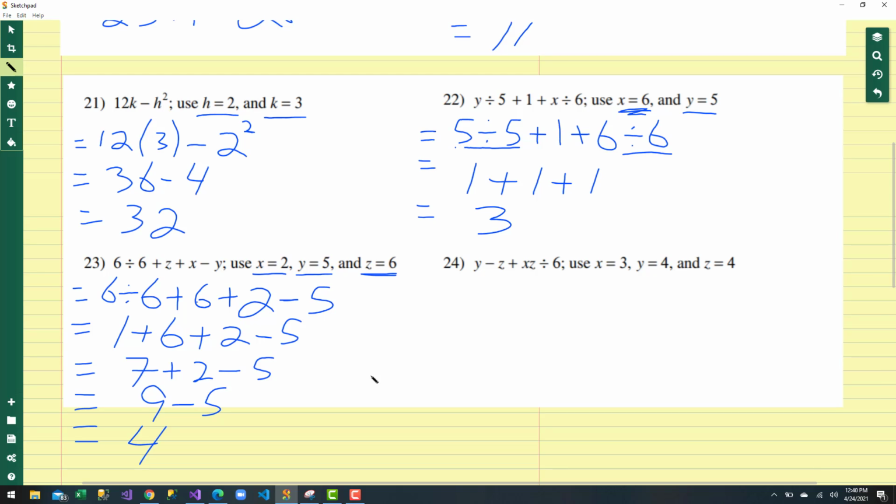All right. Problem number 24. So again, we have 3 variables here and 3 substitutions that are going to take place. So let's start. Y I replace with 4 here. So 4 minus z. Z I replace with 4. Plus, look at this expression here, xz. That means x times z. So x I replace with 3.